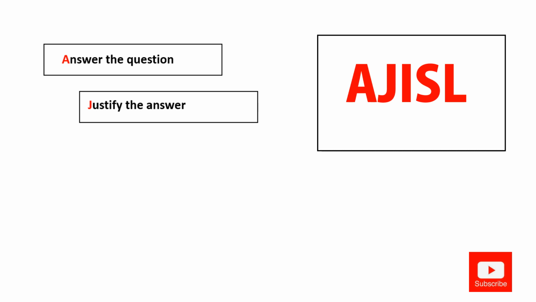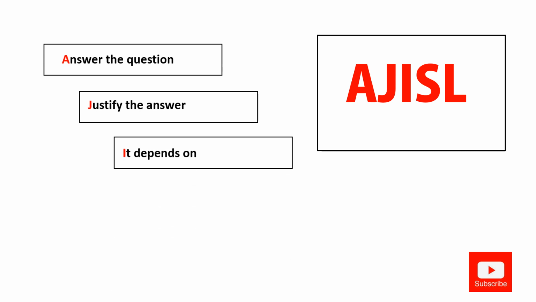Even though you've answered the question and justified it, you now need to show you're still able to show some critical awareness and consider that changes might occur in the business environment that may impact on your decision. So it's very important for you to bring in your it depends on. So the I is for it depends on.